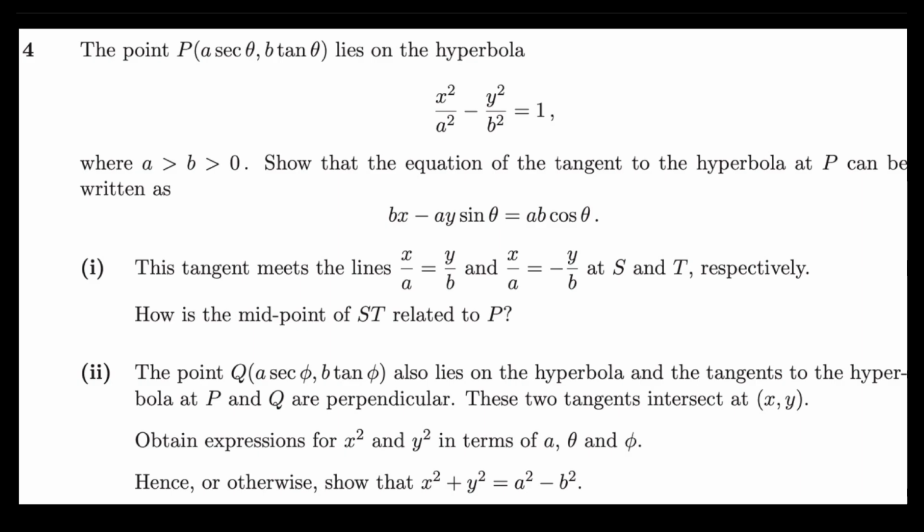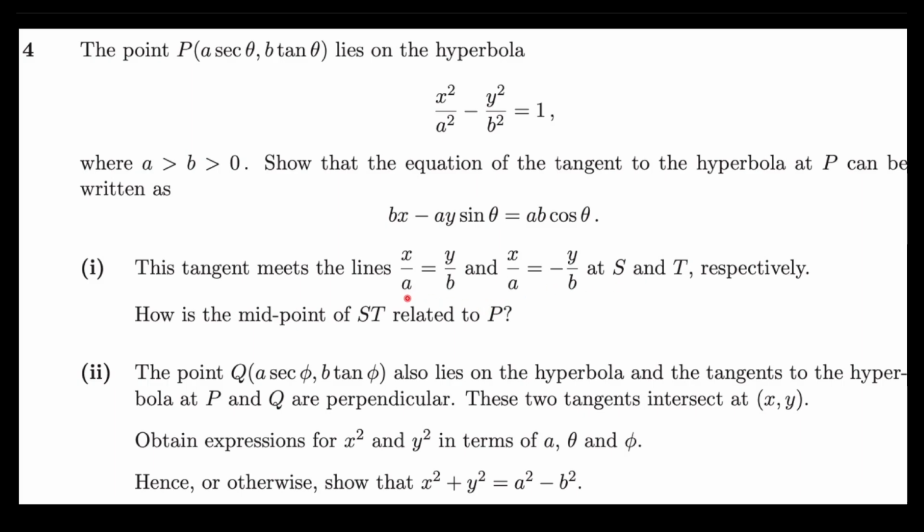Okay, so that is correct. Now we go to the second part of the problem. So let us read it together. This tangent meets the lines x over a equals y over b and x over a equals minus y over b at S and T respectively.